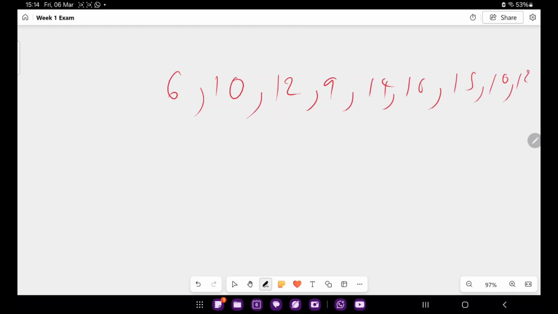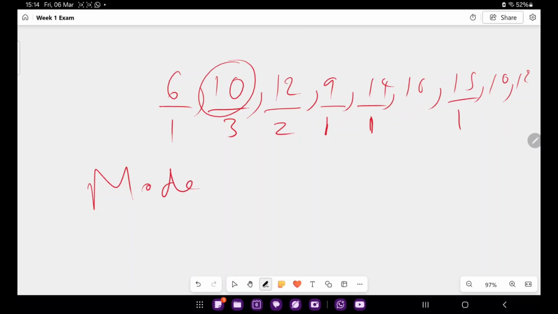So 6, how many times does 6 appear? Once. How many times does 10 appear? 3 times. How many times does 12 appear? Twice. How many times does 9 appear? I think once. 14 appears once. 10 we already did. 15 once. 10 we already did. 12 we already did. So the one with the most is 10. So our mode is 10.